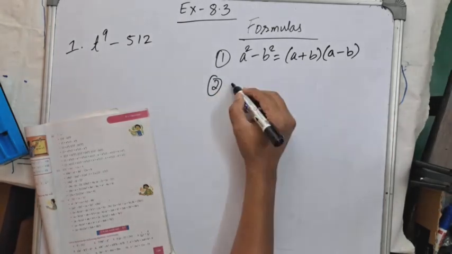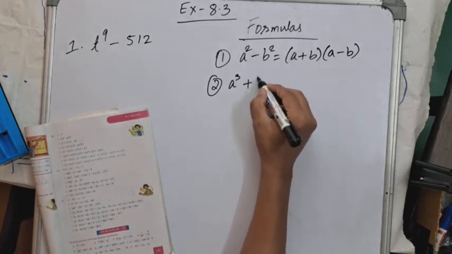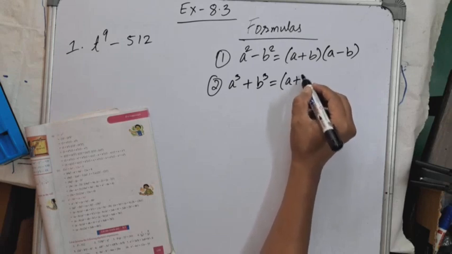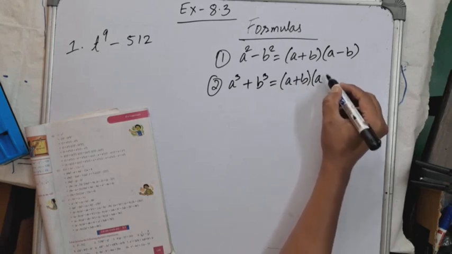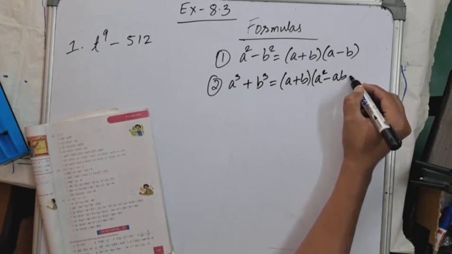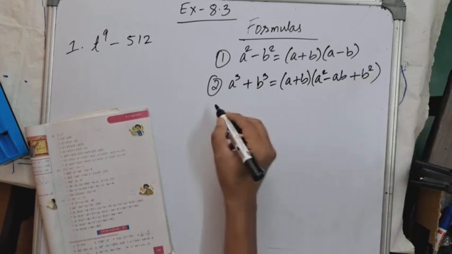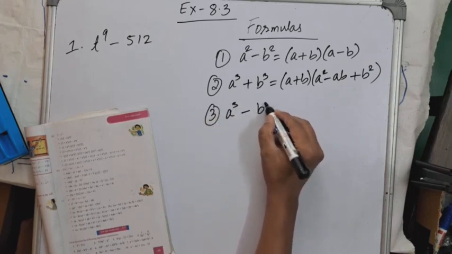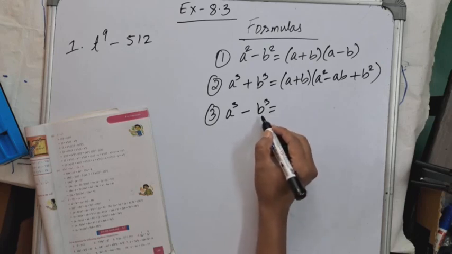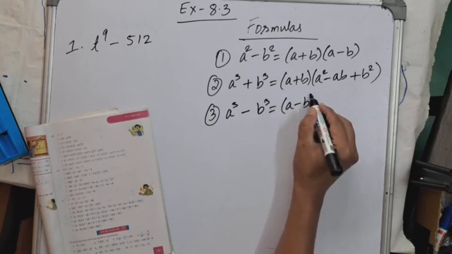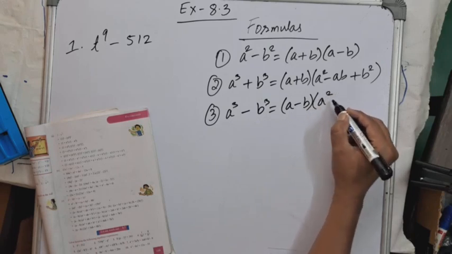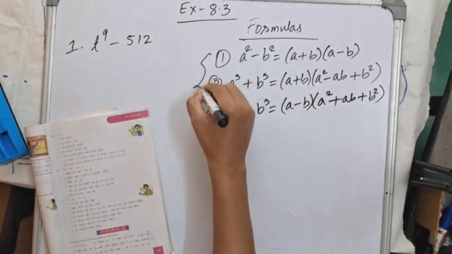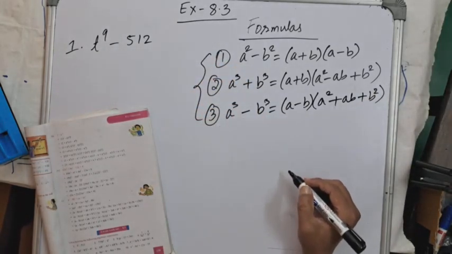And the second is a cube plus b cube. The formula for a cube plus b cube is a plus b whole into a square minus ab plus b square. And the third formula is a cube minus b cube, which is a minus b whole into a square plus ab plus b square. These are the 3 formulas that we require to solve the questions from this chapter.